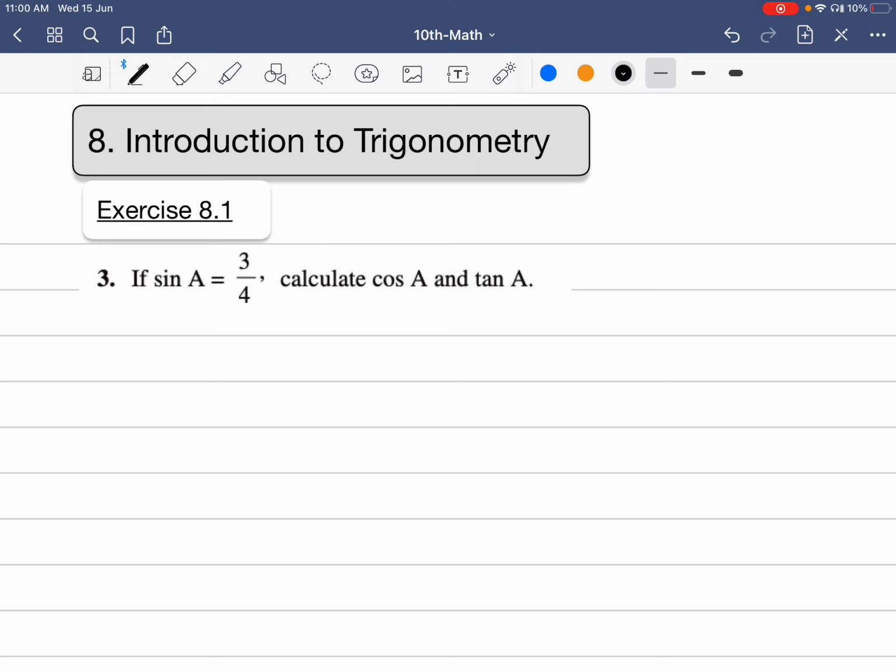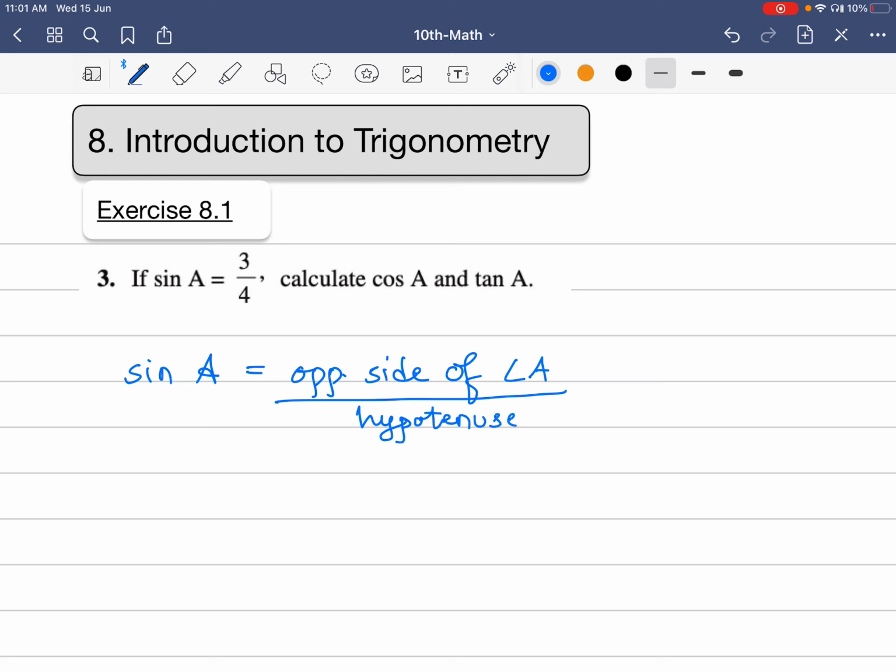So we all know the definition of sine A. Let me just quickly write it down. Sine of angle A is equal to the opposite side of angle A, the whole divided by the hypotenuse. This is the standard definition of the trigonometric ratio sine of A. Now let's apply it to a triangle.